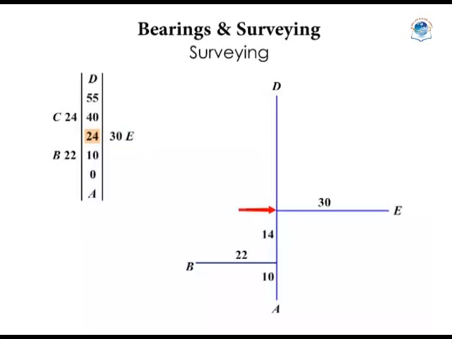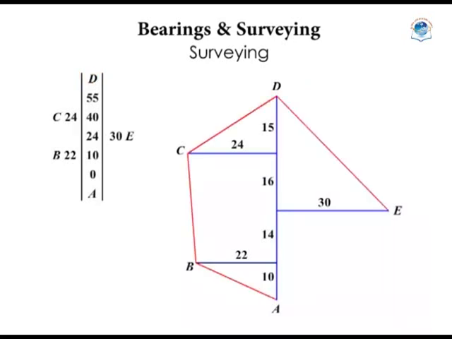Again from A, we move 40 meters. This is 16 meters from the 24-meter mark. At the 40-meter mark, to the left is a point C, 24 meters away. Then finally, we get to the point D, which is 55 meters from A, and that is equal to 15 meters from the 40-meter mark. And now we just join the points to complete the map.